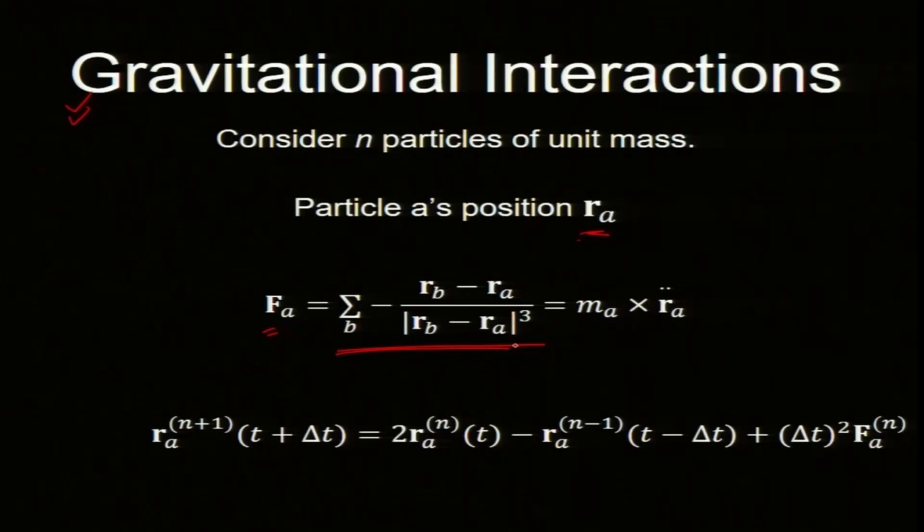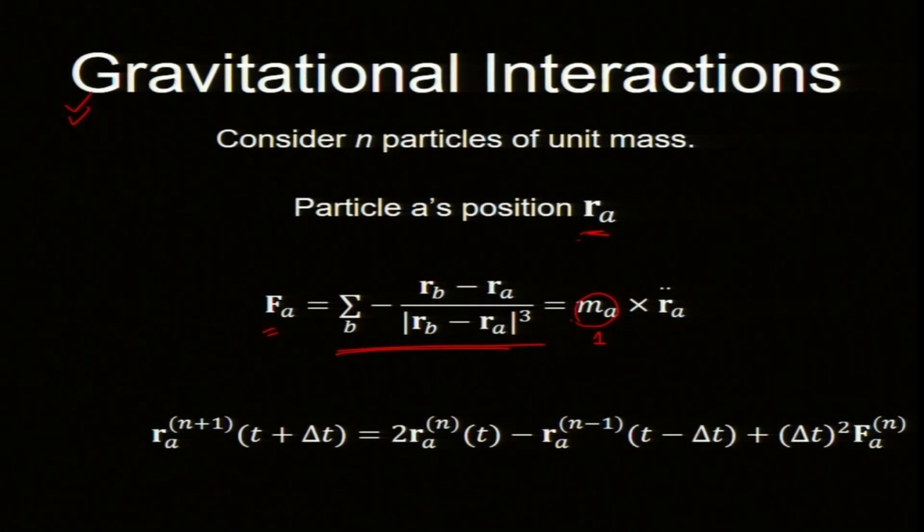So, particle A's position is R_A. So, F_A will be this, right. Sorry, M_A is 1. It is a 1 by r squared force. So, I write 1 over r squared, as this is a vector, so r_B minus r_A, this one, correct.